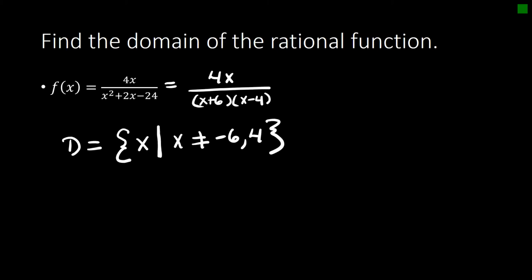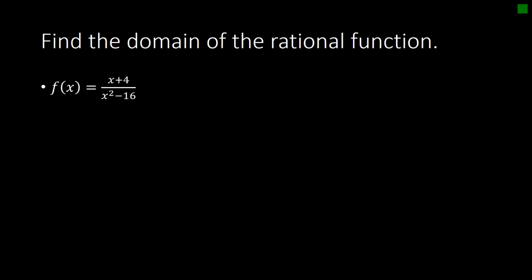Okay, so we got another one. Let's find the domain of x plus 4 divided by x squared minus 16. Again, if we factor that denominator, that factors to x plus 4 times x minus 4. Now here we can cancel x plus 4 out, but the domain, that value of negative 4 would still make the original function 0, so you have to exclude that as well.